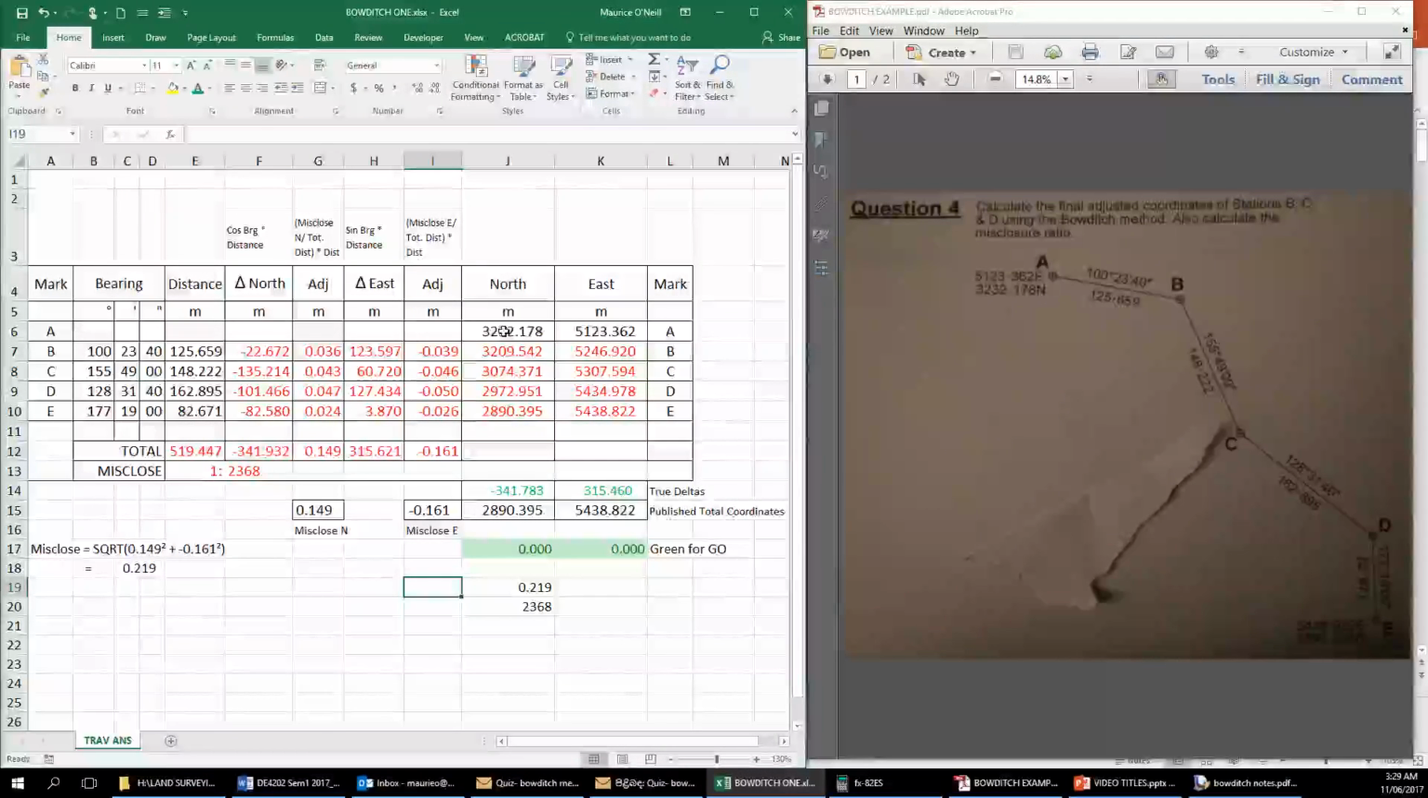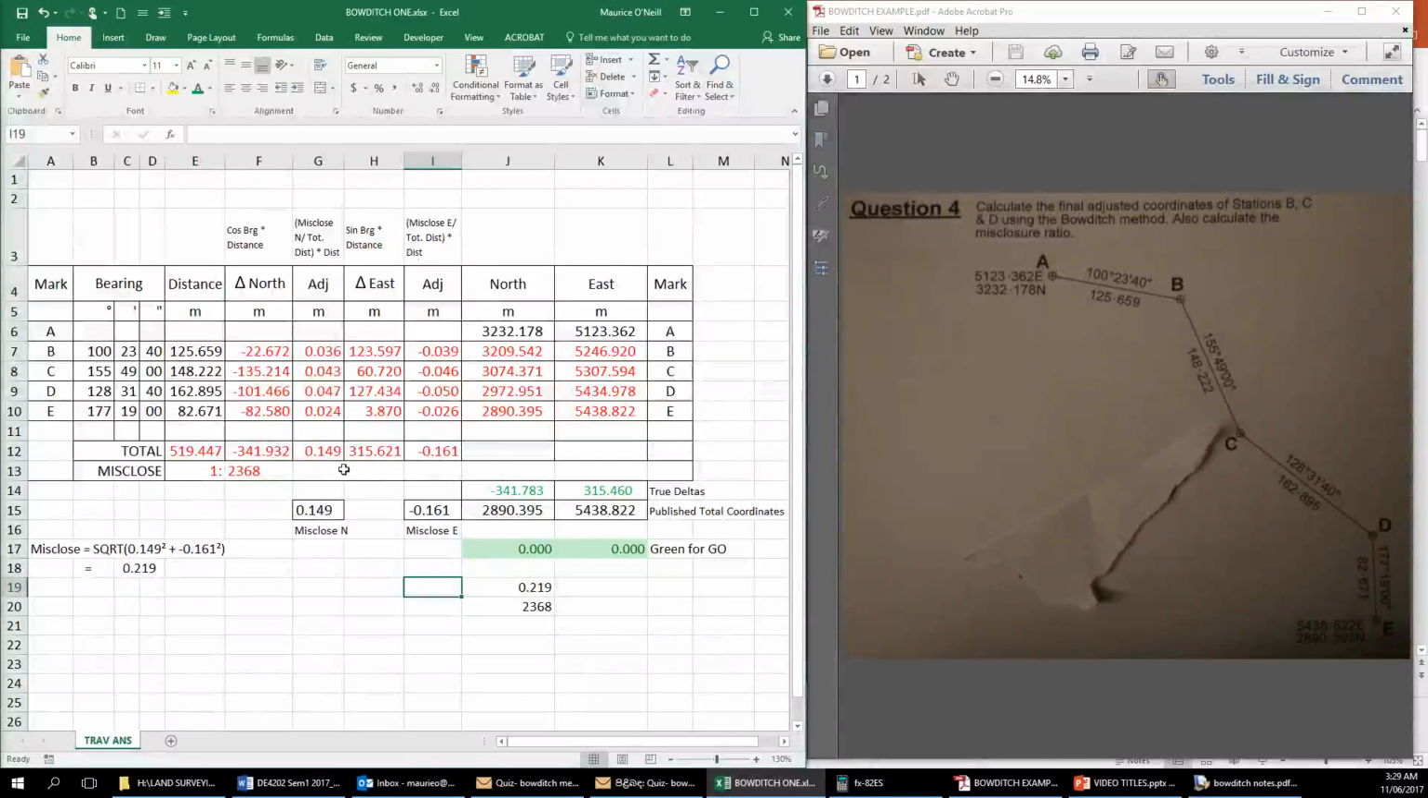That's when you take this coordinate, minus that, plus that, give you that coordinate. And then minus that, because it's a negative, plus that, give you that coordinate, minus that, plus that will give you that coordinate, and minus that plus that will give you that coordinate, which should equal the published coordinates for E, because that's what you're adjusting to.